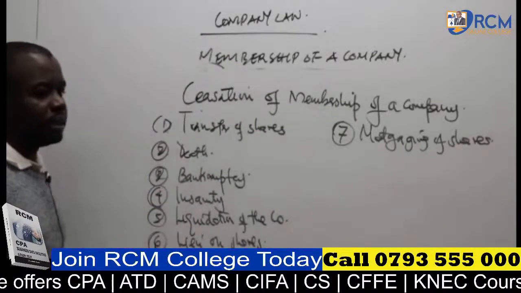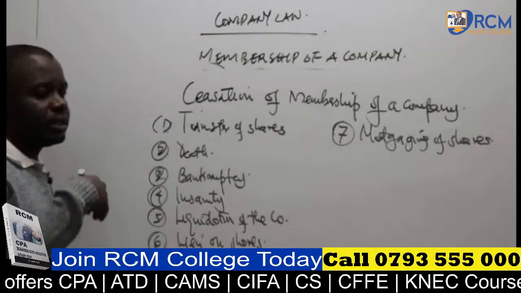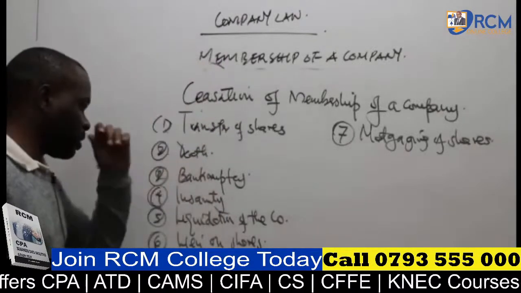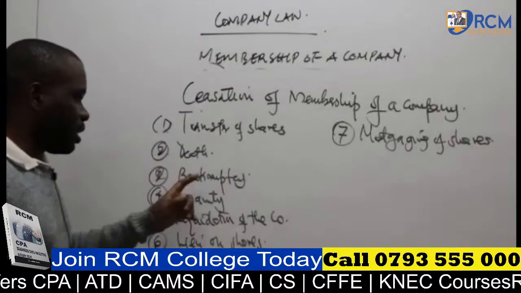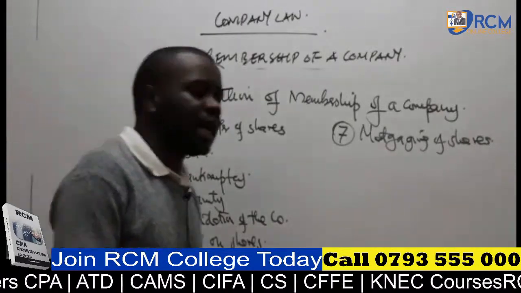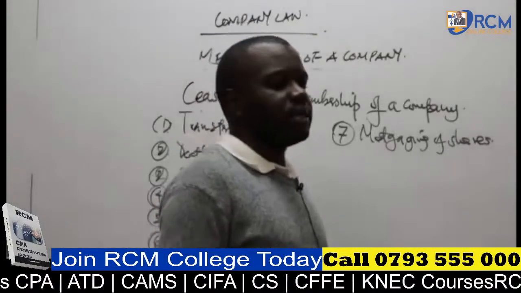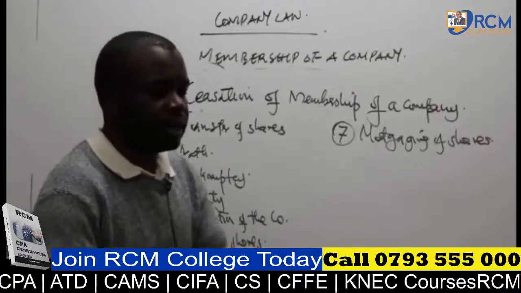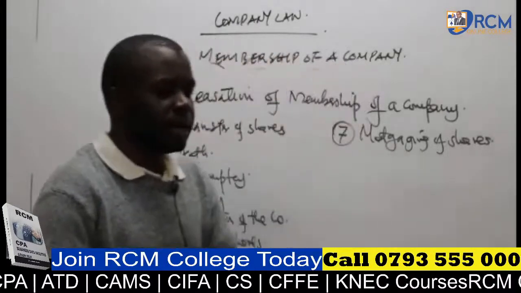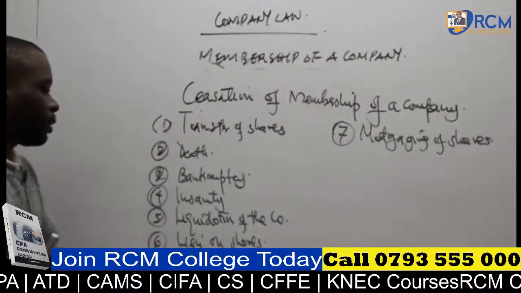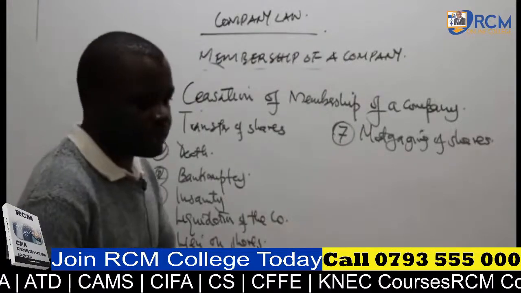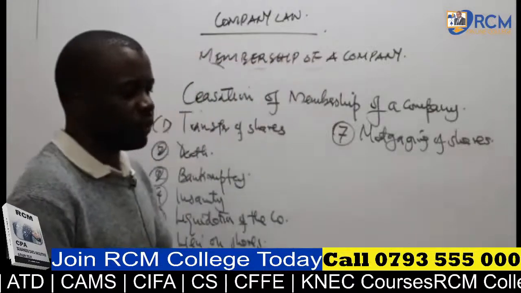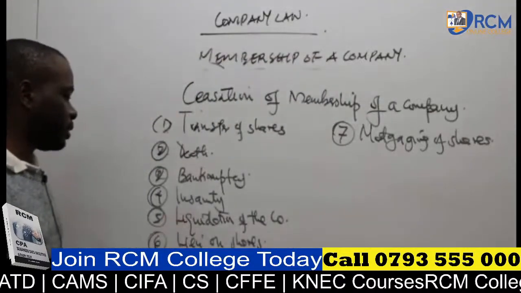Death of a member, in case of death, the shares will basically be transmitted to the beneficiary. So the person who has died basically loses membership. Bankruptcy, if a person has been declared bankrupt, he loses the shares to a person known as a receiver. So in such a case, the bankrupt person loses membership. Insanity, so the person who has been declared insane, the shares can be lost to a trustee. So a trustee can take over the shares on behalf of the insane party.